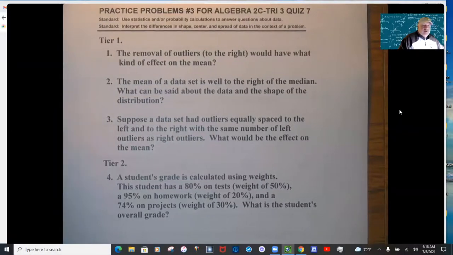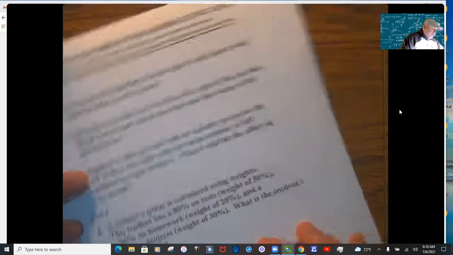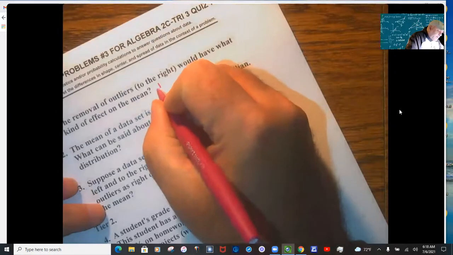These are the solutions to the third practice quiz for quiz 7 in Algebra 2 in the third trimester. Problem 1, the removal of outliers to the right would have what kind of effect on the mean? So it would move it to the left, closer to the median. So it would correct it.